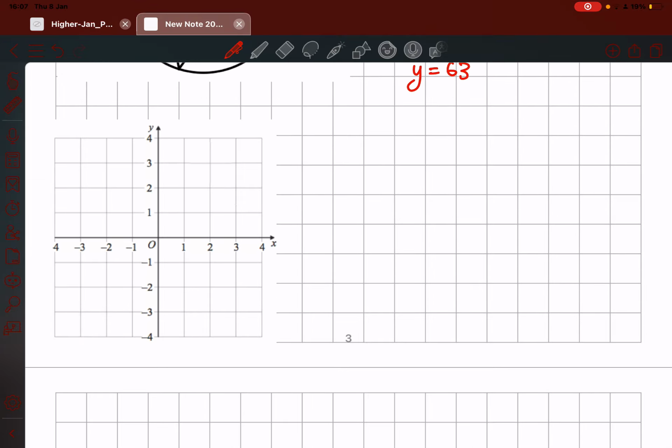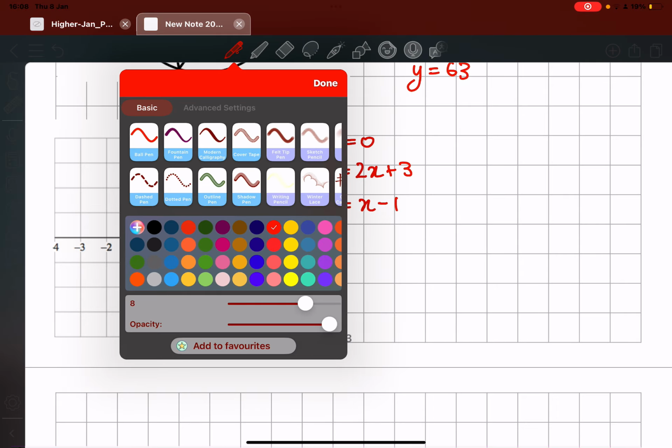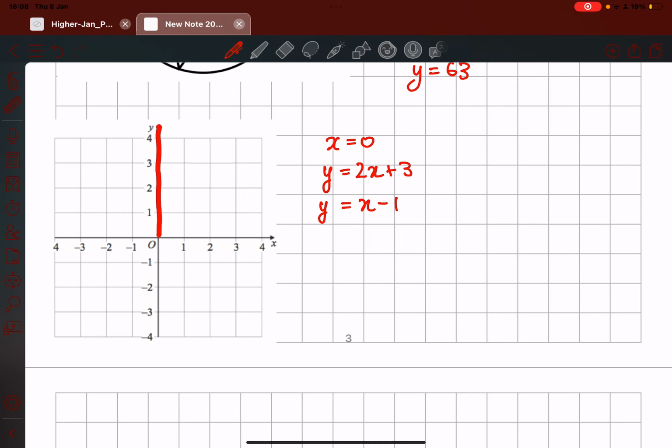The next one is a graph question. We need to draw the graphs for x is equal to 0, y is equal to 2x plus 3, and y is equal to x minus 1. X is equal to 0 is the easiest because we know x is equal to 0 is your y-axis. So that is x is equal to 0.